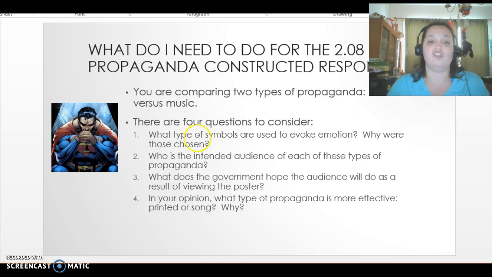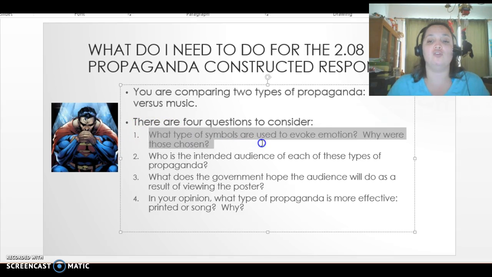So the first question, what type of symbols are used to evoke emotion? Why were those chosen? So it's important that you look at the pictures and listen to the songs and think about what are some of the things that they're telling us, what are some of the symbols that they're kind of giving us to make us think or feel a certain way.